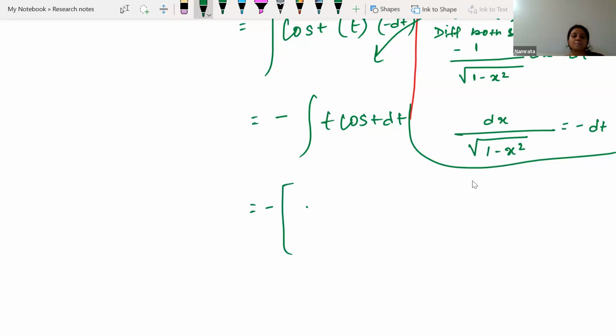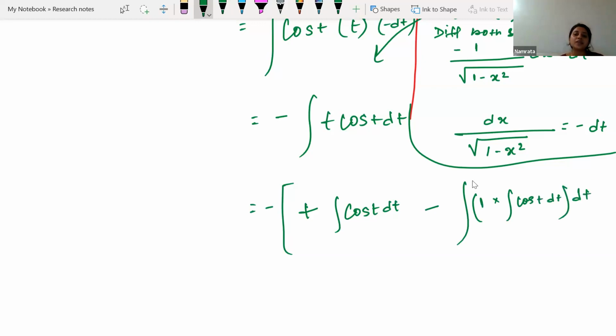Anyone? T, ma'am. T is the first function because when we do the derivative of that, the result will be 1. Whenever we have a normal trigonometric function, not inverse trigonometric, like sin t, cos t, tan t, cosec t, we always take those as the second function and t as the first function. So here, t is the first function: derivative of t will be 1, and integration of cos t, and the whole integration we have to do.